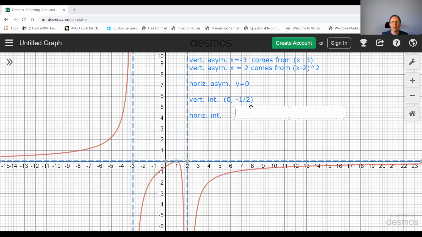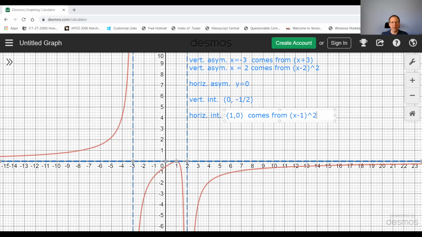Oh, it doesn't matter. I can move this around. Okay, so we have a horizontal intercept at the point (1, 0). So where does that come from? It comes from a factor in the numerator of x minus 1. But because it looks like a parabola right near the horizontal intercept, what must the exponent be? It must be a 2, right? So it's got to be squared.